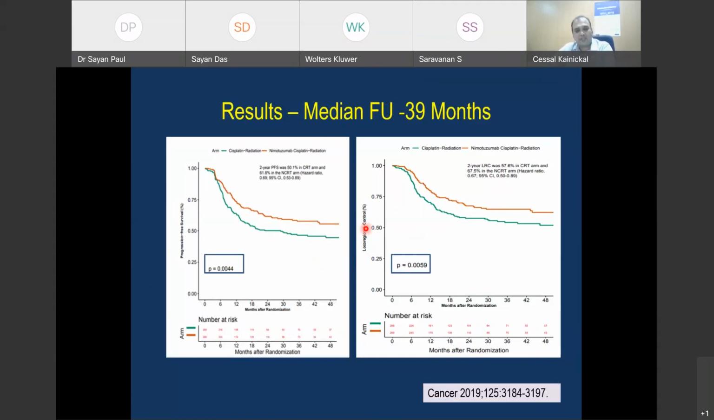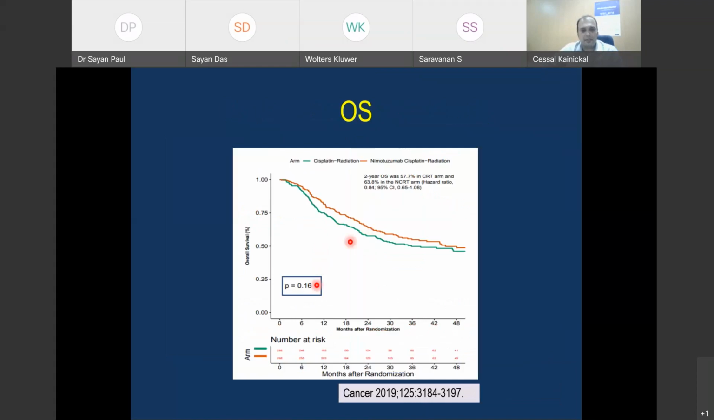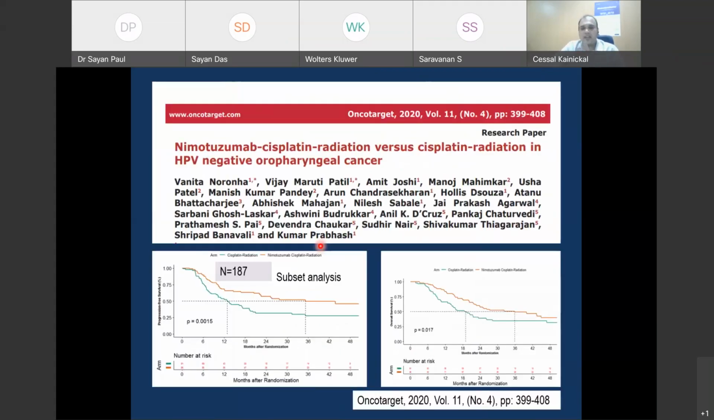If you look at overall survival, there was no benefit. The p-value was not significant in terms of overall survival. If you look at the toxicity, there was an 11% increase in grade 3 mucositis in patients who received nimotuzumab compared to concurrent chemoradiation. Then they did a subset analysis. We should always interpret the data with caution for a subset analysis. The data was published in Oncotarget in the January 2020 issue for 187 patients.